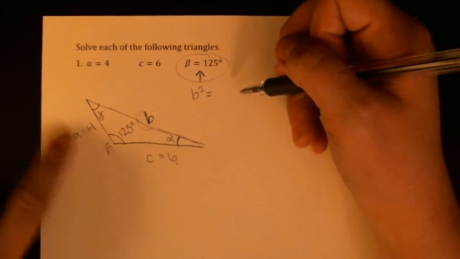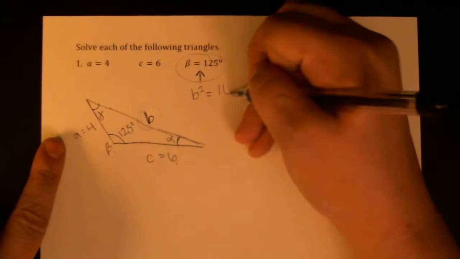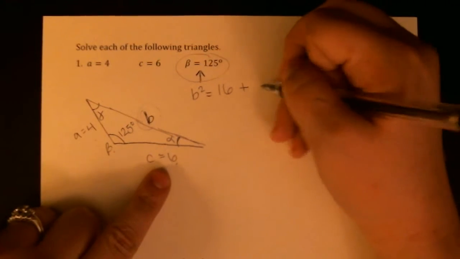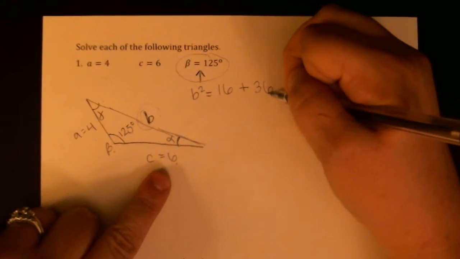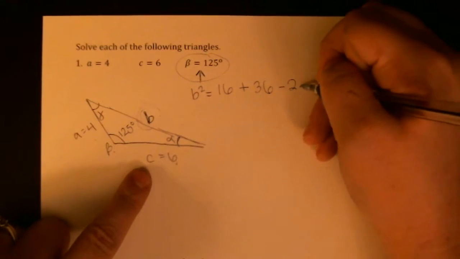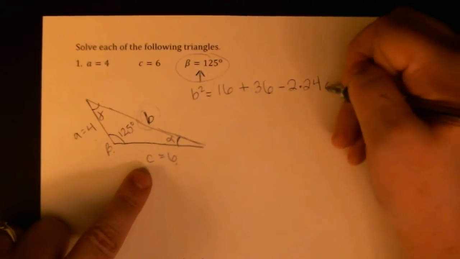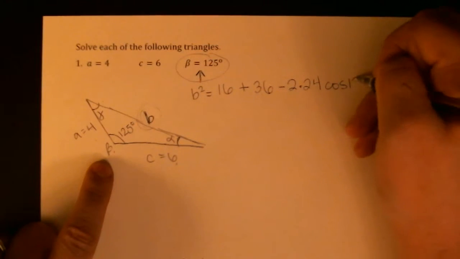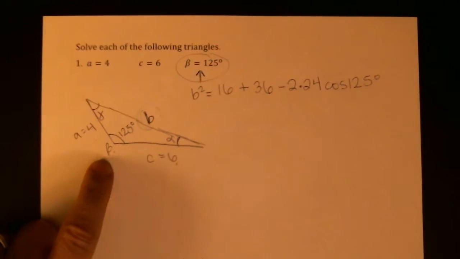So we'll say b squared equals a squared. A is 4, so that's 16, plus c squared, which is 36, minus 2 times a times c, which is 24, times cosine of beta, 125 degrees.